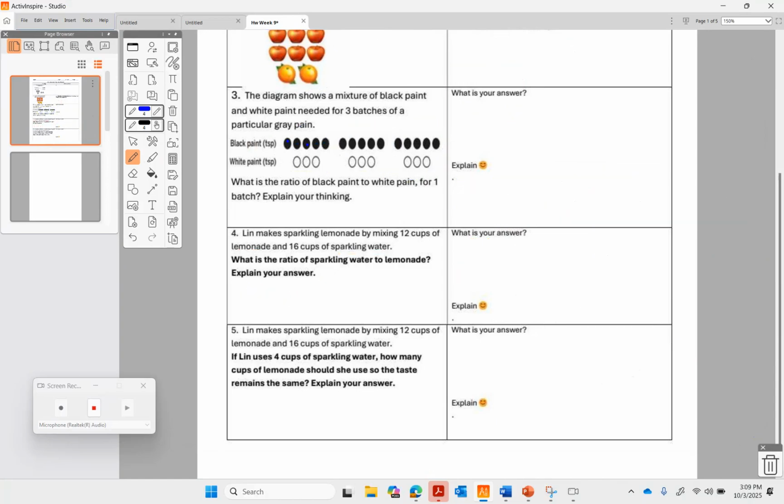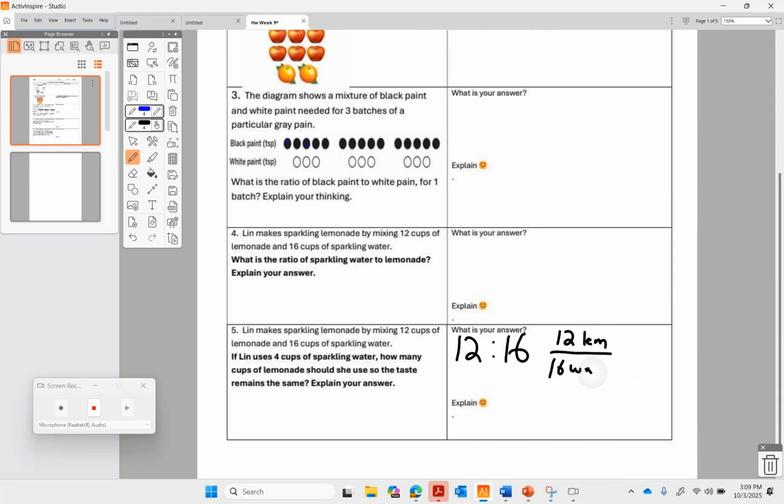Oh, we're back to this. Lynn made sparkling lemonade by mixing 12 cups of lemonade to 16 cups of water. If she uses 4 cups of sparkling water. So I've shown this to my students, and this is actually how I would do it. I would write 12 lemonade, and then I would write 16 water.